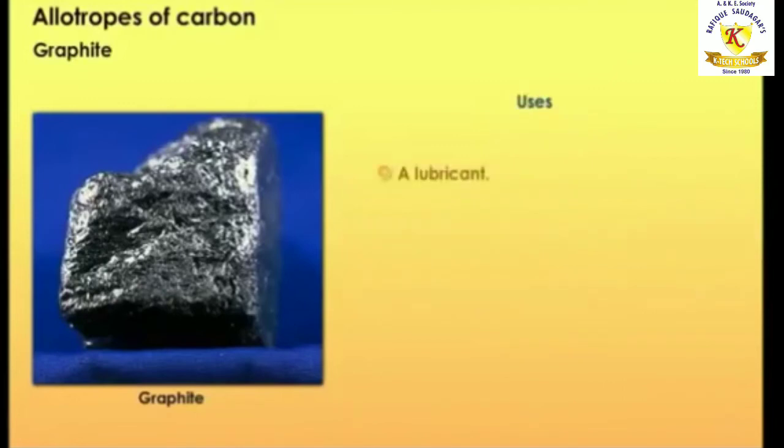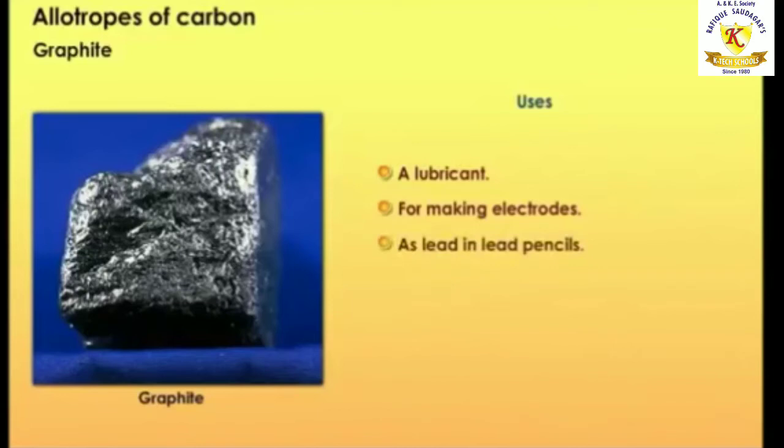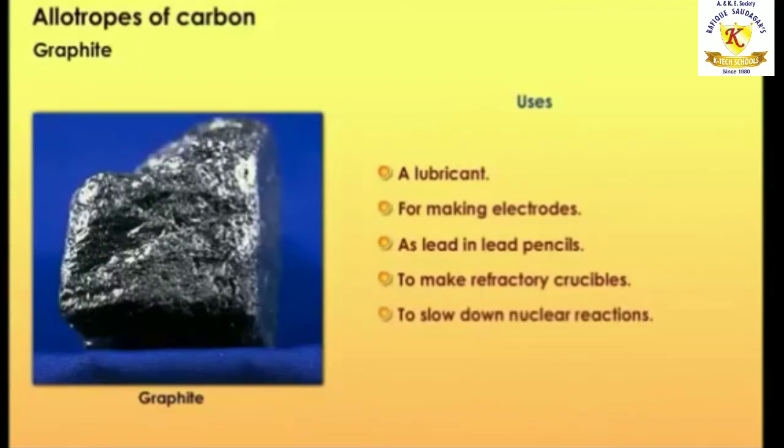Let's see the uses of graphite. It is used as a lubricant, for making electrodes, as lead in lead pencils. We have seen this. To make refractory crucibles, to slow down nuclear reactions.